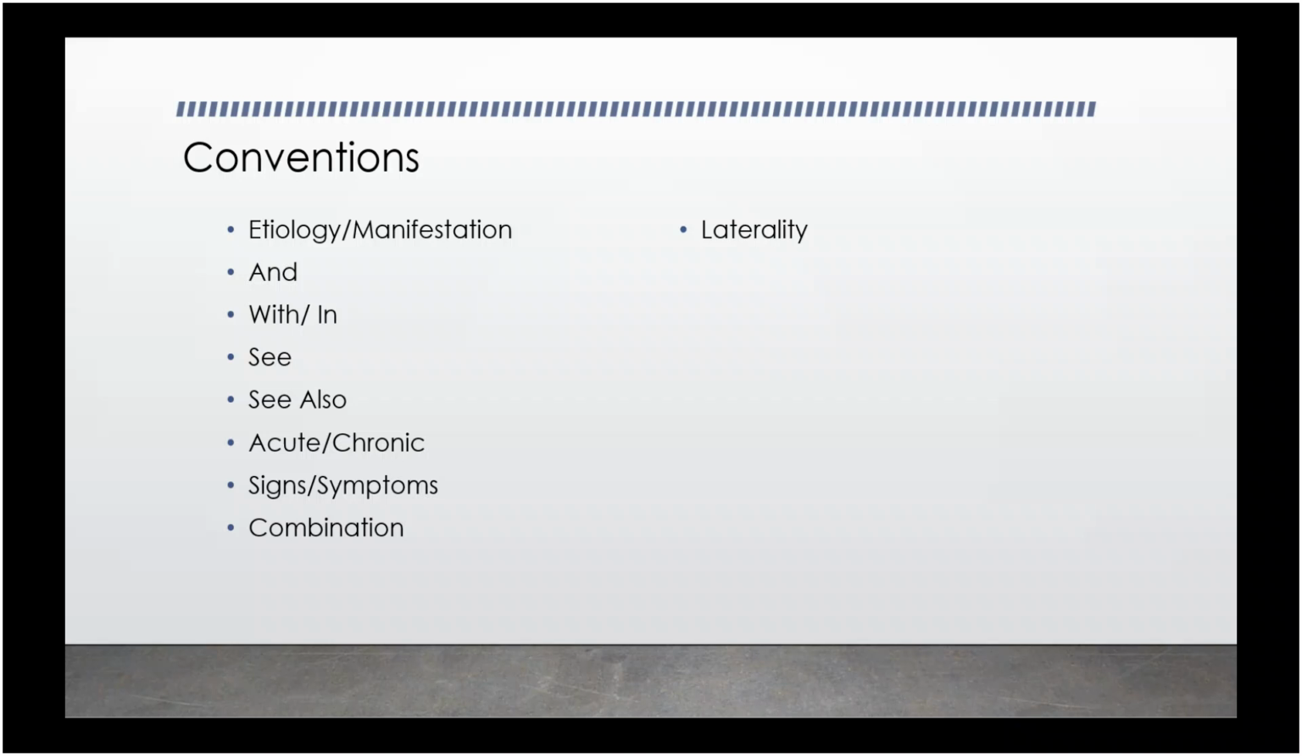So 1, 2, 3: 1 is right, 2 is left, 3 is bilateral in a lot of cases. However, when you get into the ears and some of the fractures, that may not necessarily be the case.